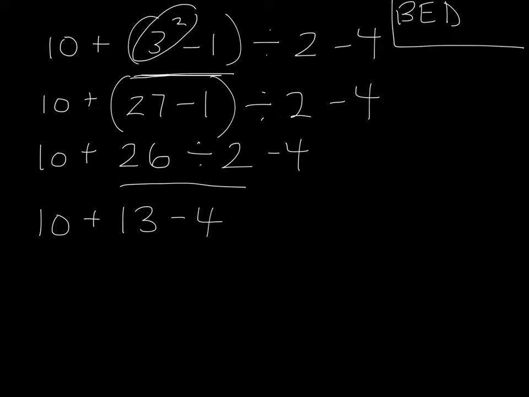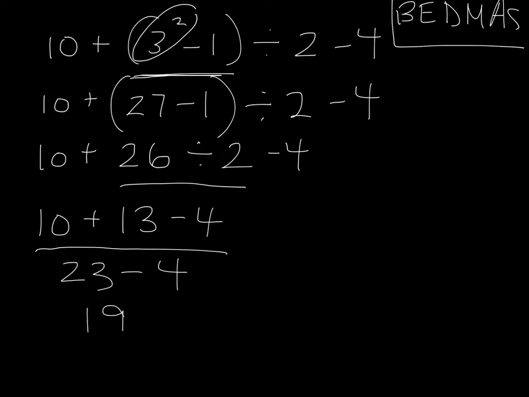minus 4. And then we look, is there any multiplication? No. And then it's addition, subtraction. And I'm going to do the addition and subtraction in order of how I see it, which is 10 plus 13 minus 4. So 10 plus 13, and I'll just do it step by step. So 10 plus 13 is 23 minus 4, and then the next line, 23 minus 4 is 19. So my final answer, ta-da, is 19.